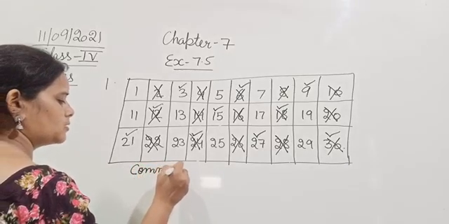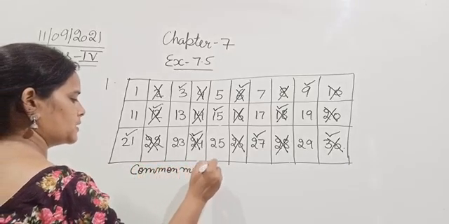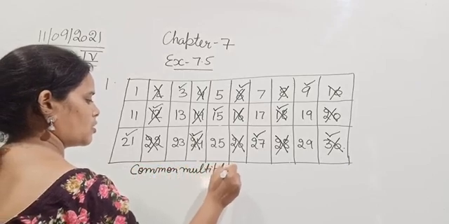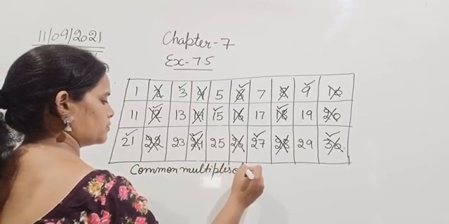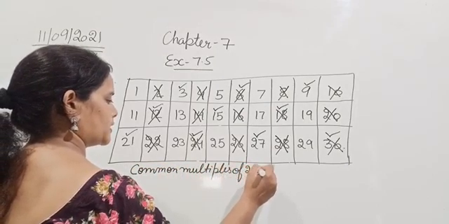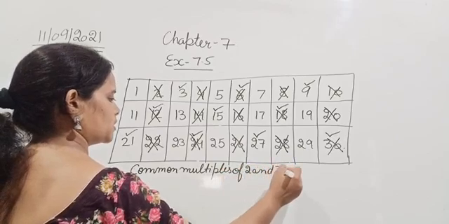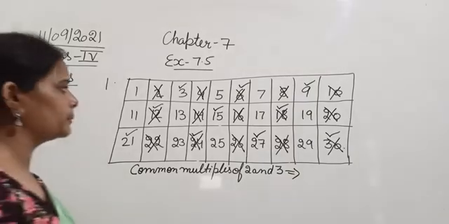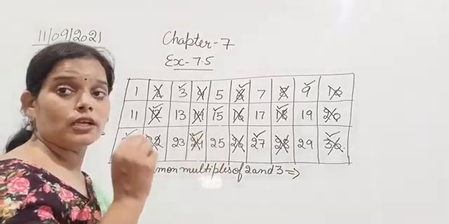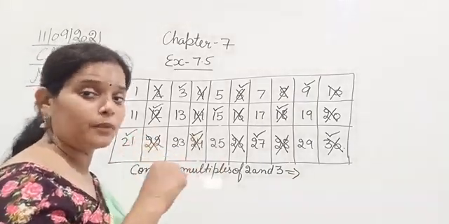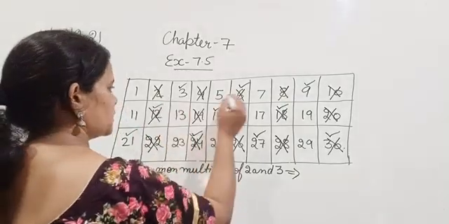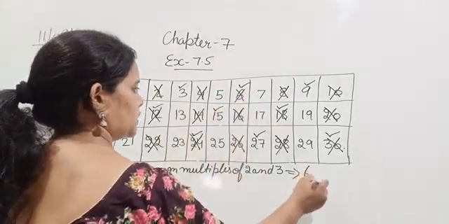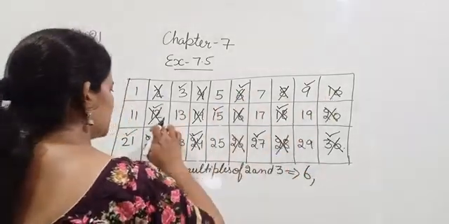So the common multiples of 2 and 3. So what are the common multiples? So common multiples कौन से होंगे? जिन numbers को हमने cross भी किया होगा and tick भी किया होगा. So you can see here that is 6. Then any other number? 12.